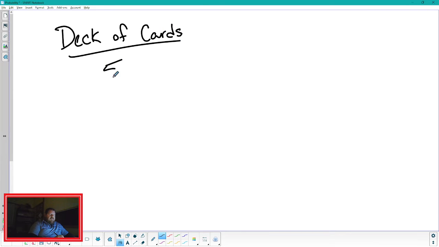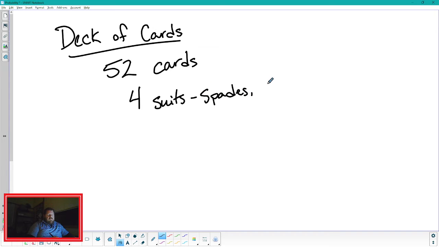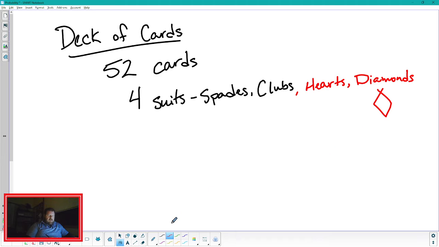So in a deck of cards, there's 52 cards. In those 52 cards, we have 4 what we call suits. We have 2 black suits and 2 red suits. We have spades and clubs are the black ones. And then for the red ones, we have hearts and diamonds. And they all come with symbols. A diamond is a diamond shape. A heart is a heart shape.